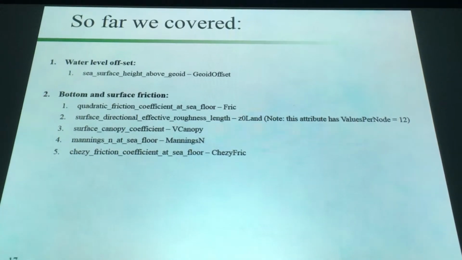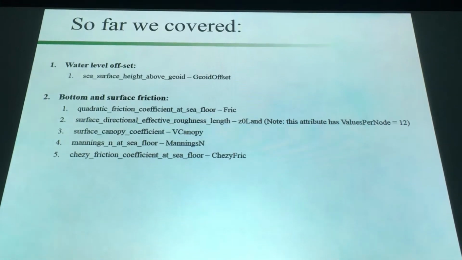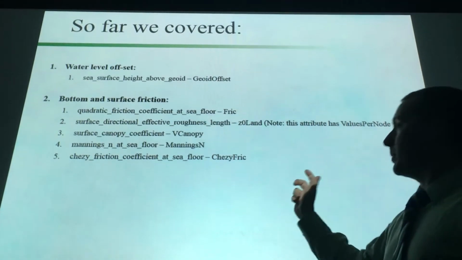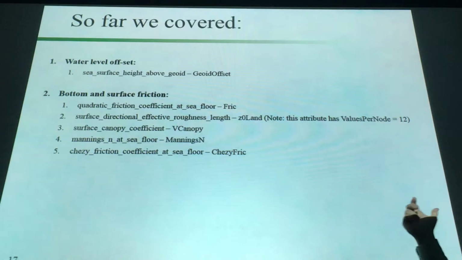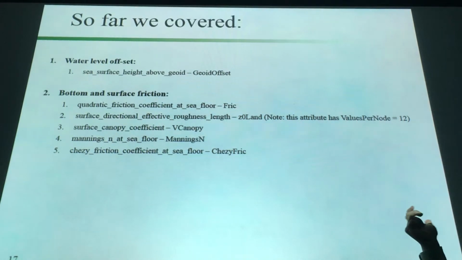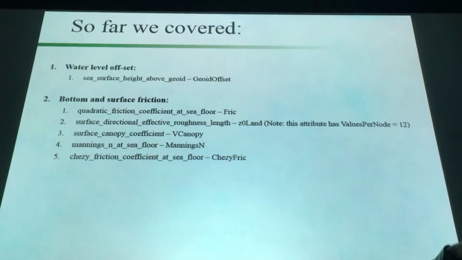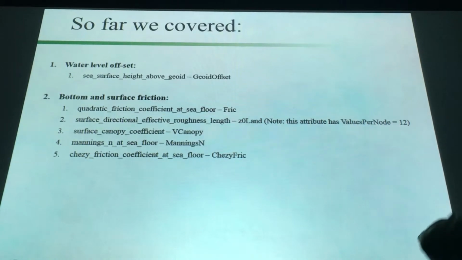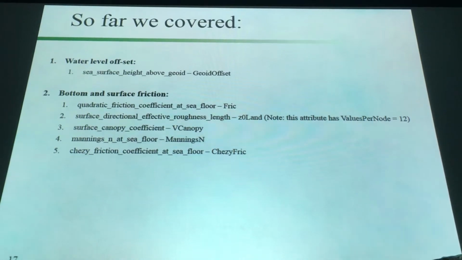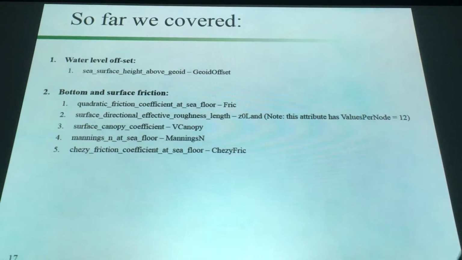Okay, so far we covered the water level offset. That parameter in ADCIRC is called the sea surface height above geoid, which is where you can regulate your starting water level. We've been using 0 and you didn't even know. It was in your fort.15. Now I'm giving you a chance to change that, if you want.